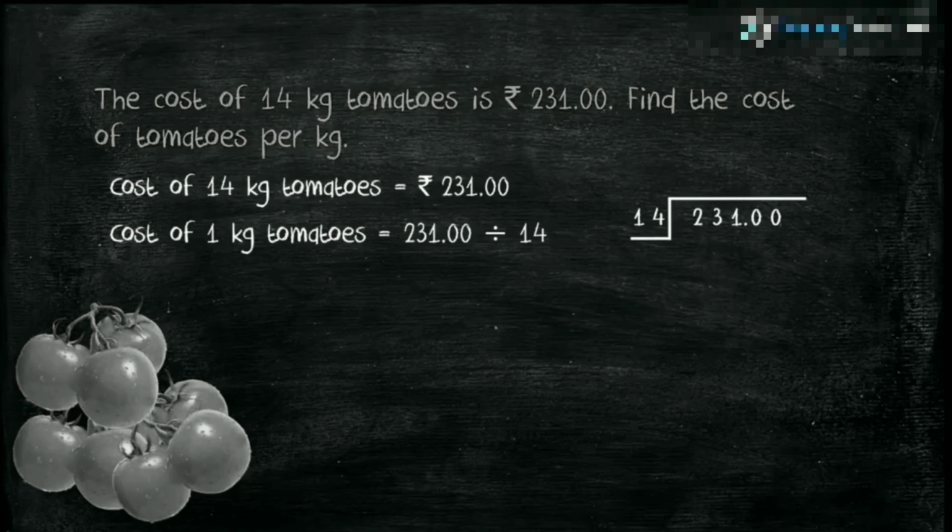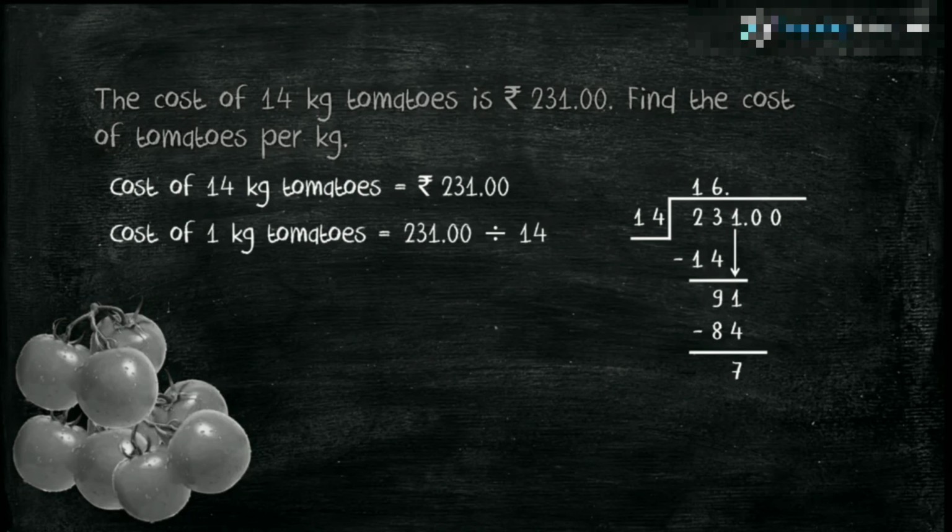First, divide the whole number part, that is 231 by 14. 14 into 1 equals 14 and 23 minus 14 equals 9. Now, copy the next digit 1. 14 into 6 equals 84 and 91 minus 84 equals 7. Students, division of the whole number part is complete. So put a decimal in the answer.